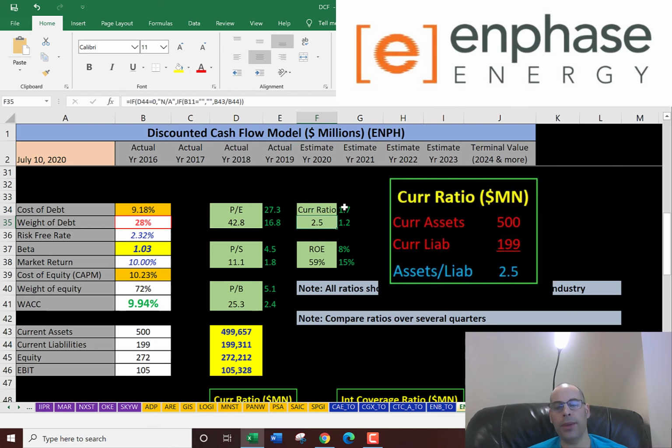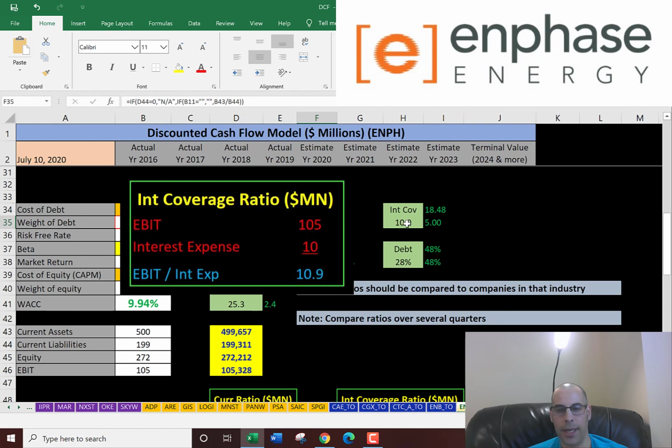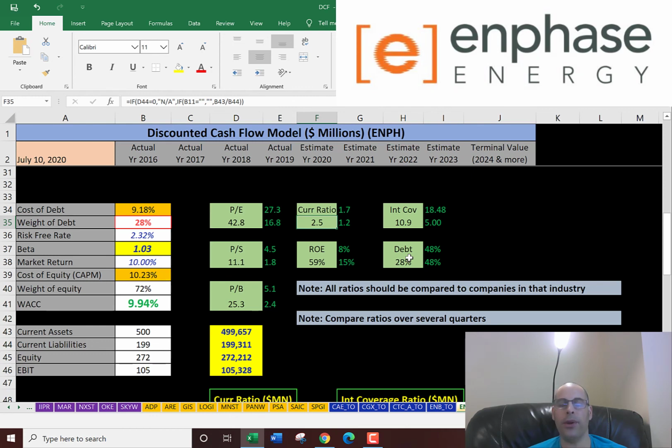They have a good current ratio. They can cover their current liabilities 2.5 times. ROE of 59%, so they're providing great value to the equity holders. Interest coverage ratio of 11, so they can easily cover their interest payments. And they're fairly low in debt at 28%. So it looks like a pretty strong company with a good future.